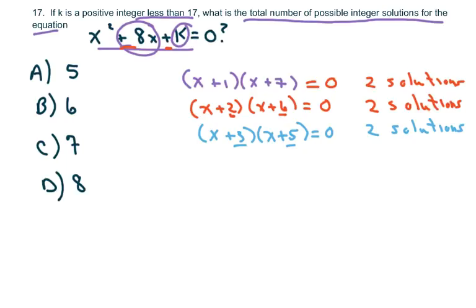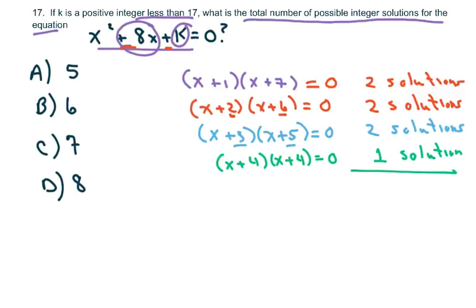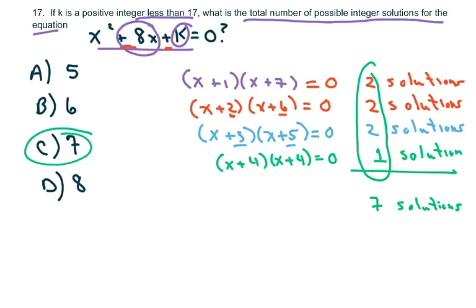And we could also do x plus 4 times x plus 4 equals 0, and that gives you 1 solution. When you add this up, that gives you 7 solutions. So the answer is C.